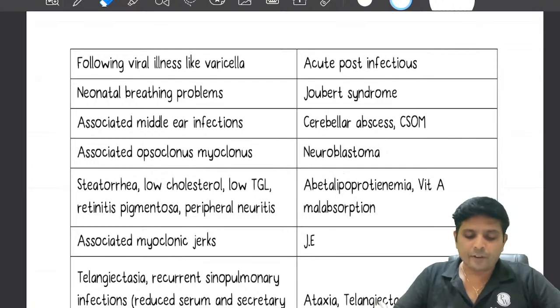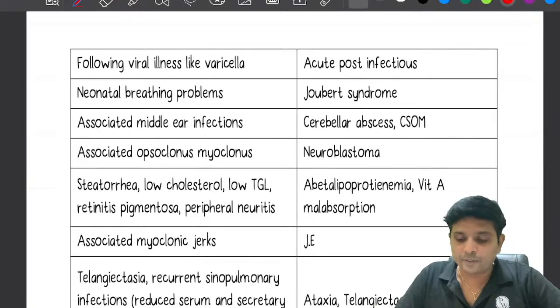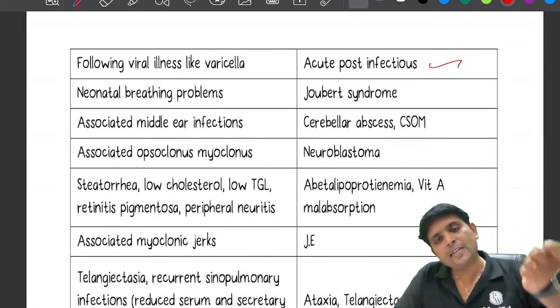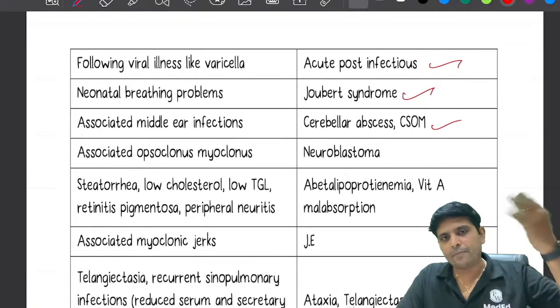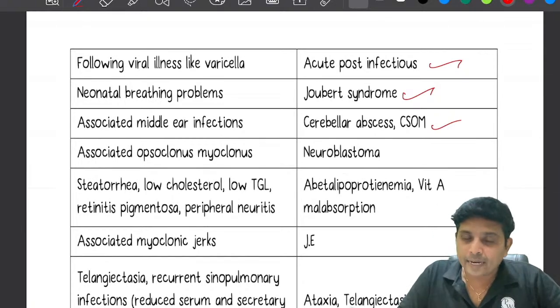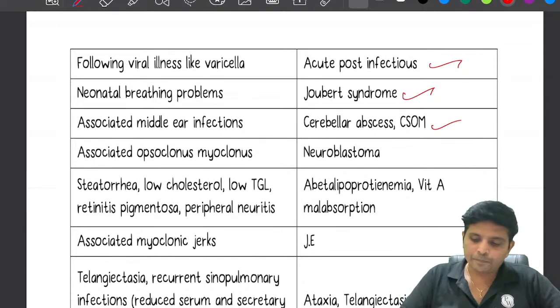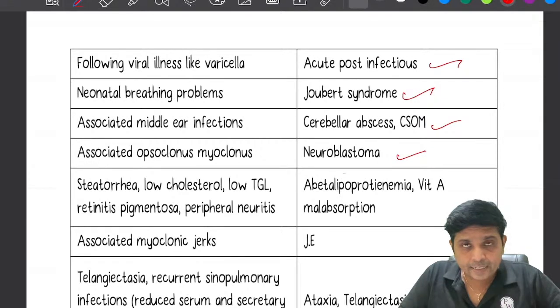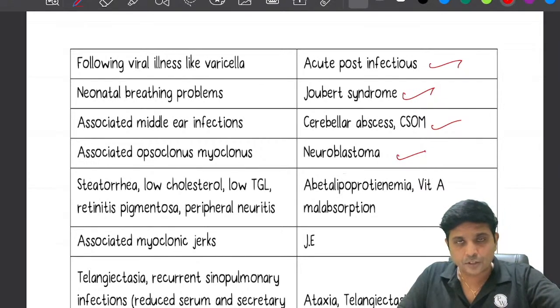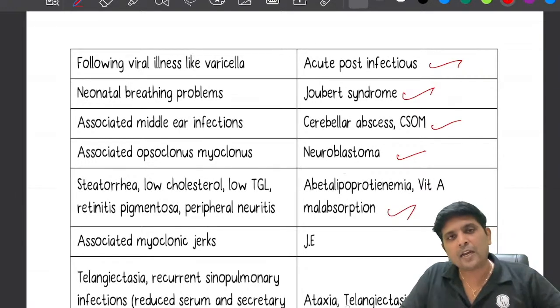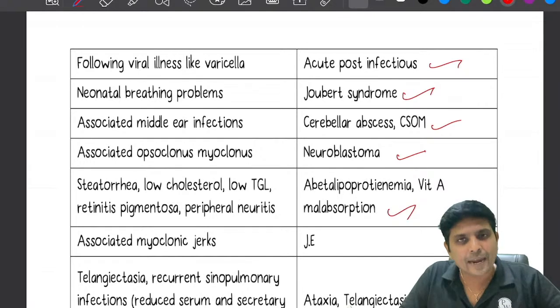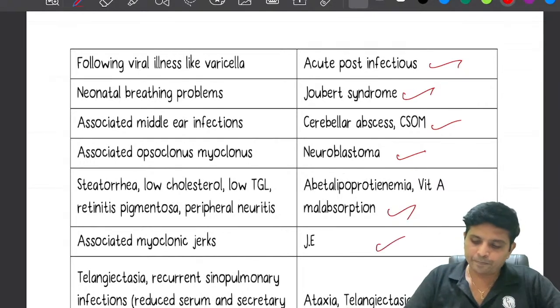One, whenever any child comes with ataxia, always you need to ask history of varicella. Whenever any child with ataxia along with the neonatal breathing problem, Joubert syndrome. Middle ear infection can breach the middle ear bone and involve your cerebellum. Sudden onset ataxia along with opsoclonus is neuroblastoma. Steatorrhea, ataxia along with low cholesterol is abetalipoproteinemia.